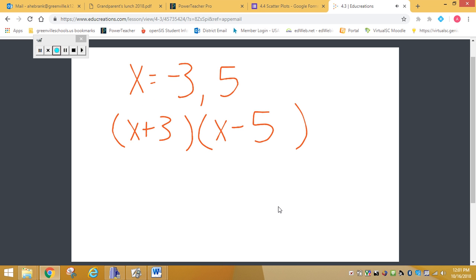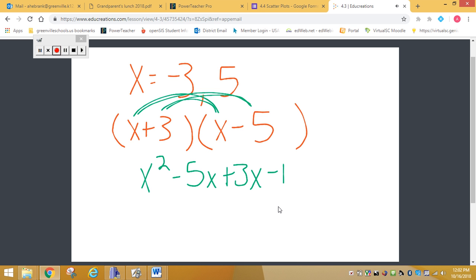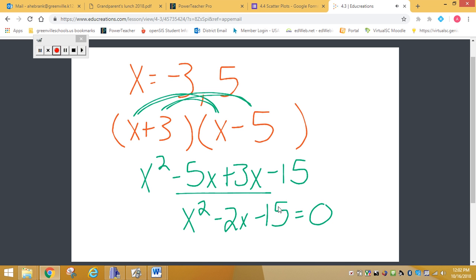Now I'm going to distribute. X times x is x squared. X times negative 5 is negative 5x. 3 times x is 3x. 3 times negative 5 is negative 15. You can always combine your middle two. Negative 5 plus 3 is negative 2x. So if your solutions were negative 3 and 5, then your quadratic was x squared minus 2x minus 15.